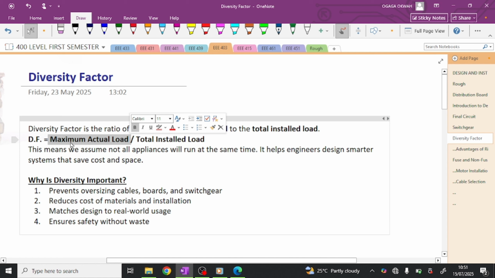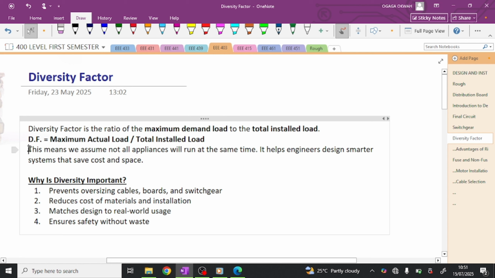That means your diversity factor will always be less than or equal to 1. Equal to 1 means you are using all the load. If it's equal to 1, meaning you are using the total installed load, that means total installed over total installed, and that's where you get 1. Maximum actual load, of course, most times will be less than your total installed load, because you don't use everything at the same time. It rarely happens.